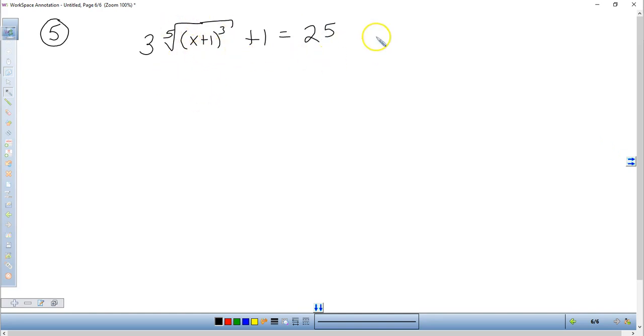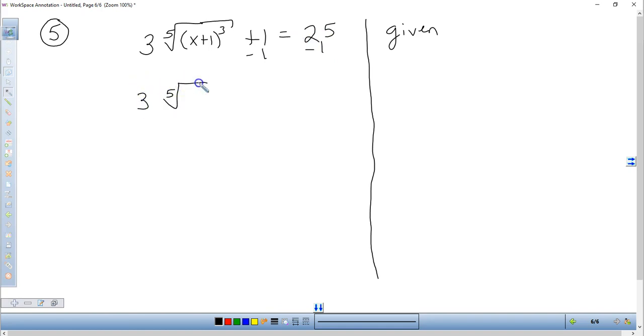Now this one looks a little different, but once we go through some of the steps, you'll see that it's very much the same. It just looks different. Works out the same way. So I still have the given. I subtract 1. Still want to isolate that radical. I'm going to divide by 3.